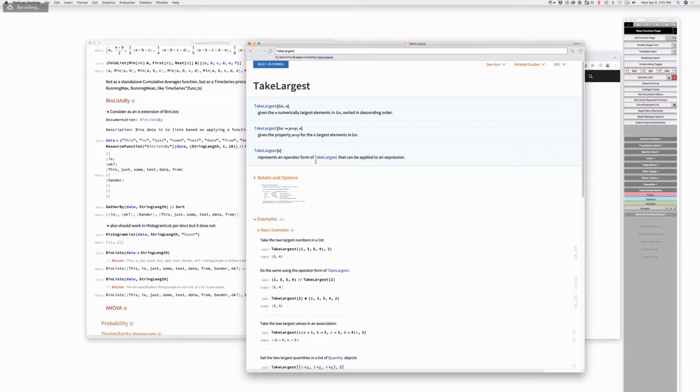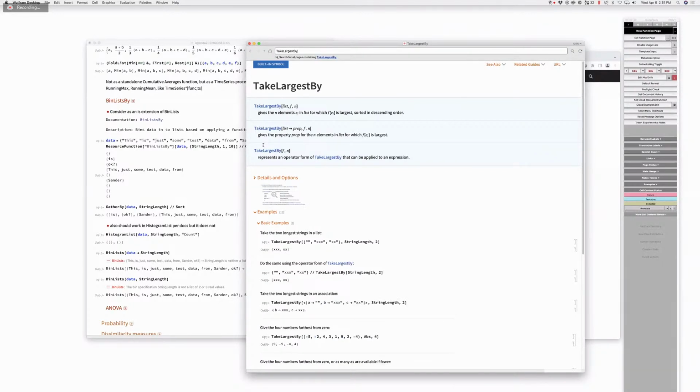Let's see. Does take largest by have an operator form? Yes, with two arguments. It does. Does bin lists have an operator form? Probably not. No, it can't.